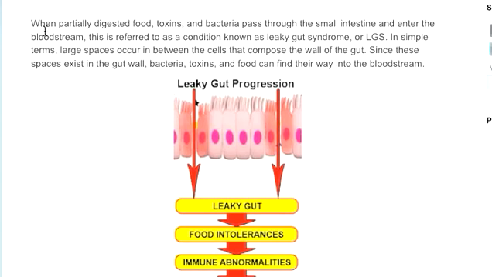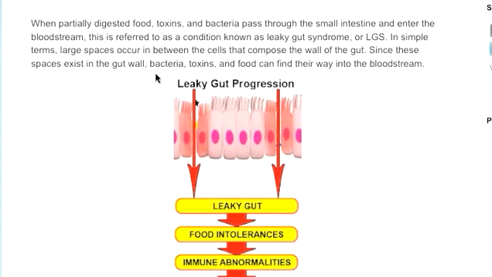Right here, guys, I found an article dealing with leaky gut. I just want to read here to explain what it is. When partially digested food, toxins, and bacteria pass through the small intestines and enter the bloodstream, this is referred to as a condition known as leaky gut syndrome, or LGS. In simple terms, large spaces occur between the cells that compose the wall of the gut. Since these spaces exist in the gut wall, bacteria and foods can find their way into the bloodstream.